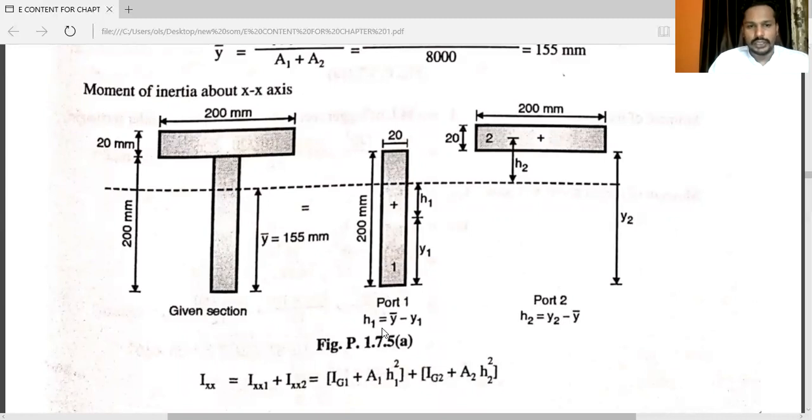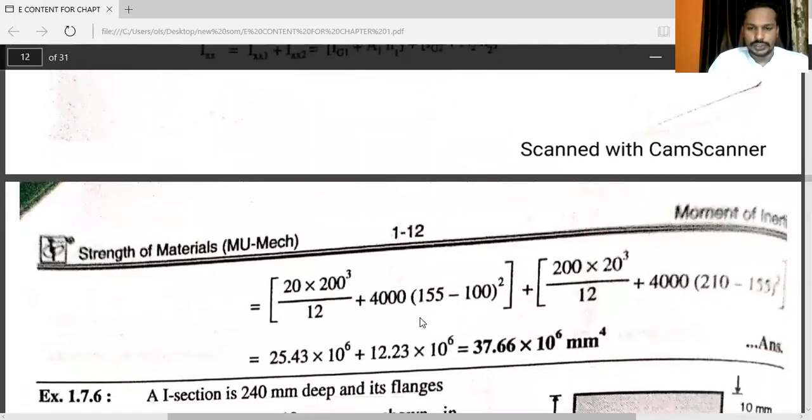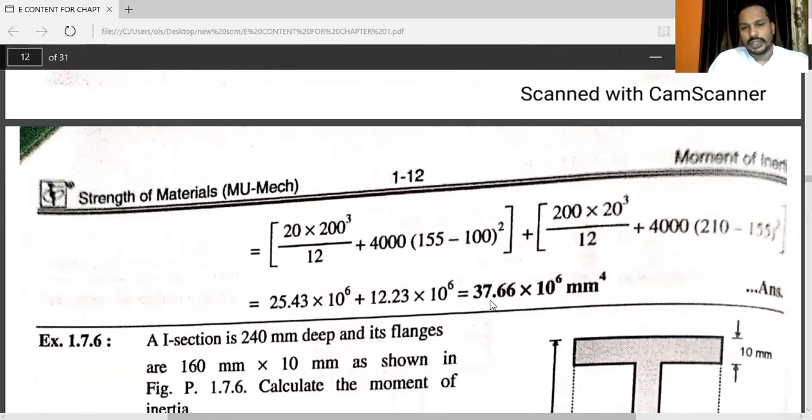I already told you, while taking the distance for XX, you have to consider Y bar and Y1, Y bar and Y2. The larger value you have to take first. Here, the Y bar value is higher than Y1, so Y bar minus Y1. Here, the Y bar value is less than Y2, so we have taken Y2 minus Y bar. You will get the values of H1 and H2. Whenever you put the values in the formula, you will get the answer, 33.66 into 10 raised to 6.